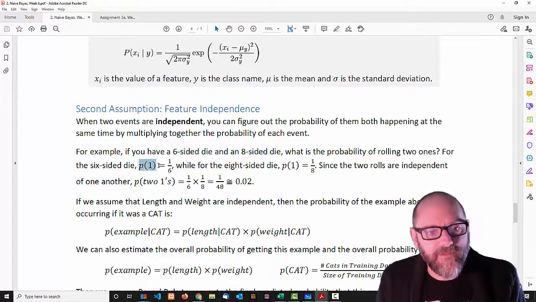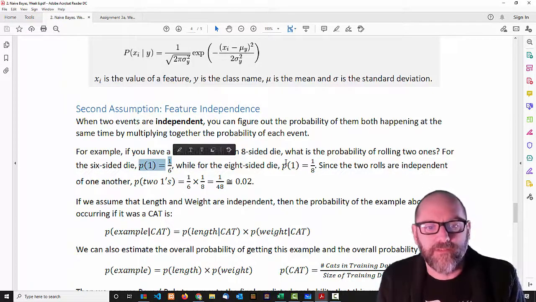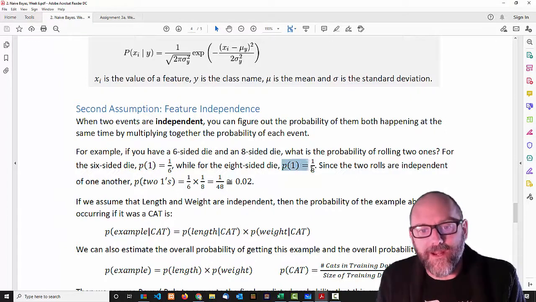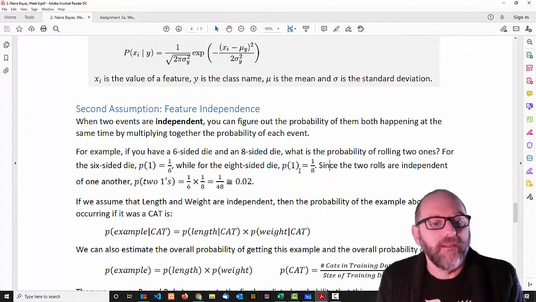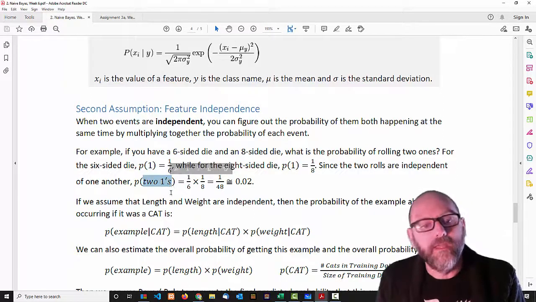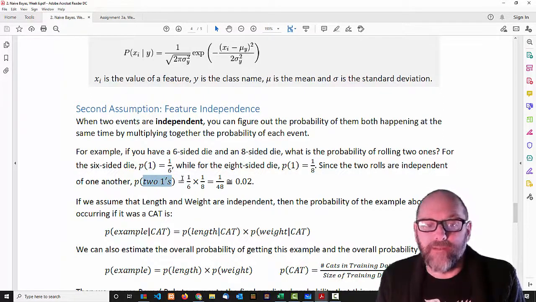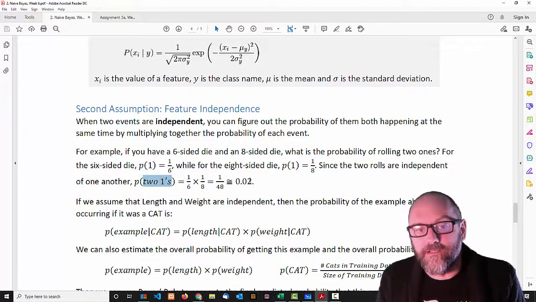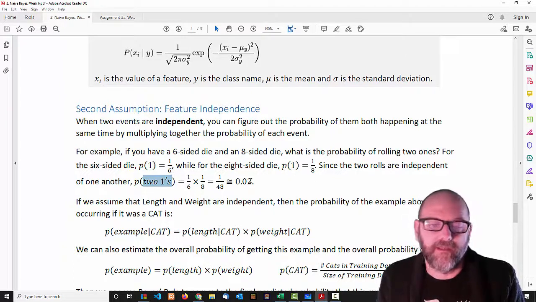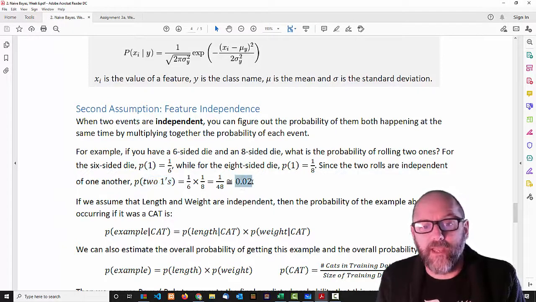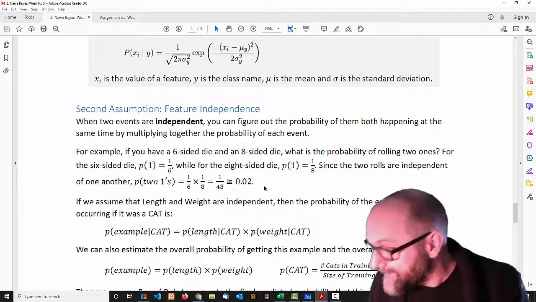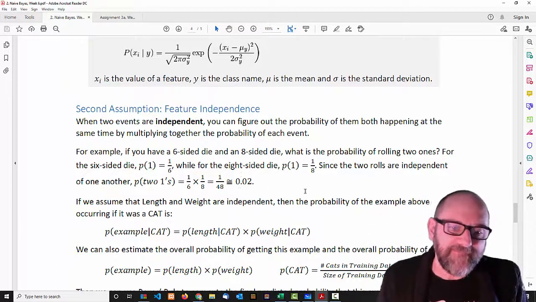So the probability of getting a 1 on a 6-sided die is 1 out of 6. The probability of getting a 1 on an 8-sided die is 1 out of 8. The probability of getting two 1s together if you roll them both, since those events are independent, what the 6-sided die does has no impact on what the 8-sided die does. Because they're independent, you multiply those probabilities together. So there, I had a 1 in 48 chance of rolling those two 1s, and I did it, and it was amazing.